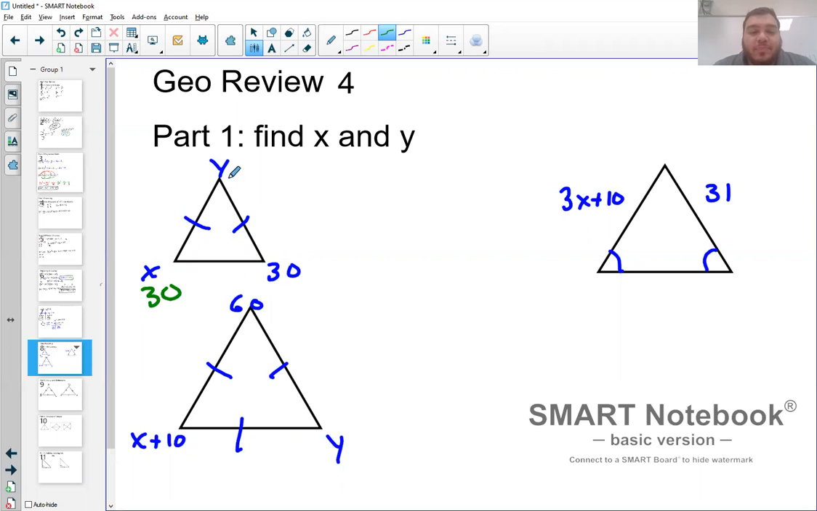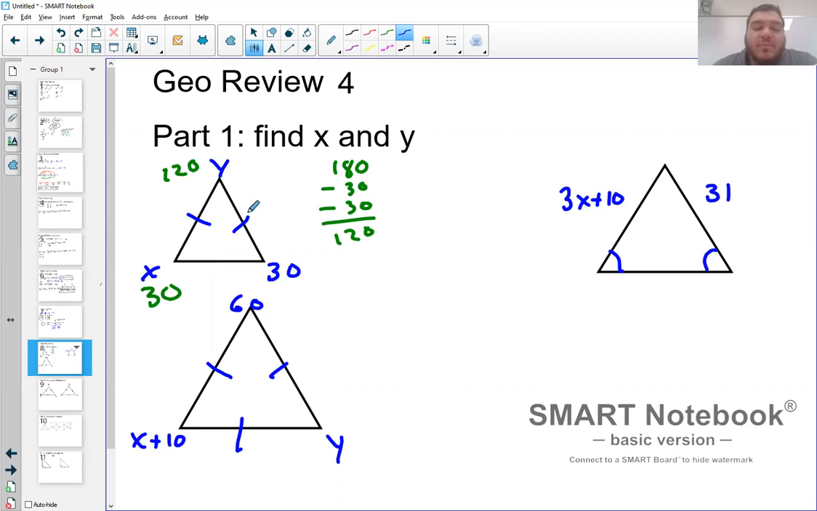So 30, 30. This one has to be what it is without 180. So 180 minus 30 minus 30 equals 120. So this one's 120. Very important though, if I had put the blue line down here, then y and 30 would match and x would be the odd one out. So make sure you look at the blue lines, or I should say tick marks.